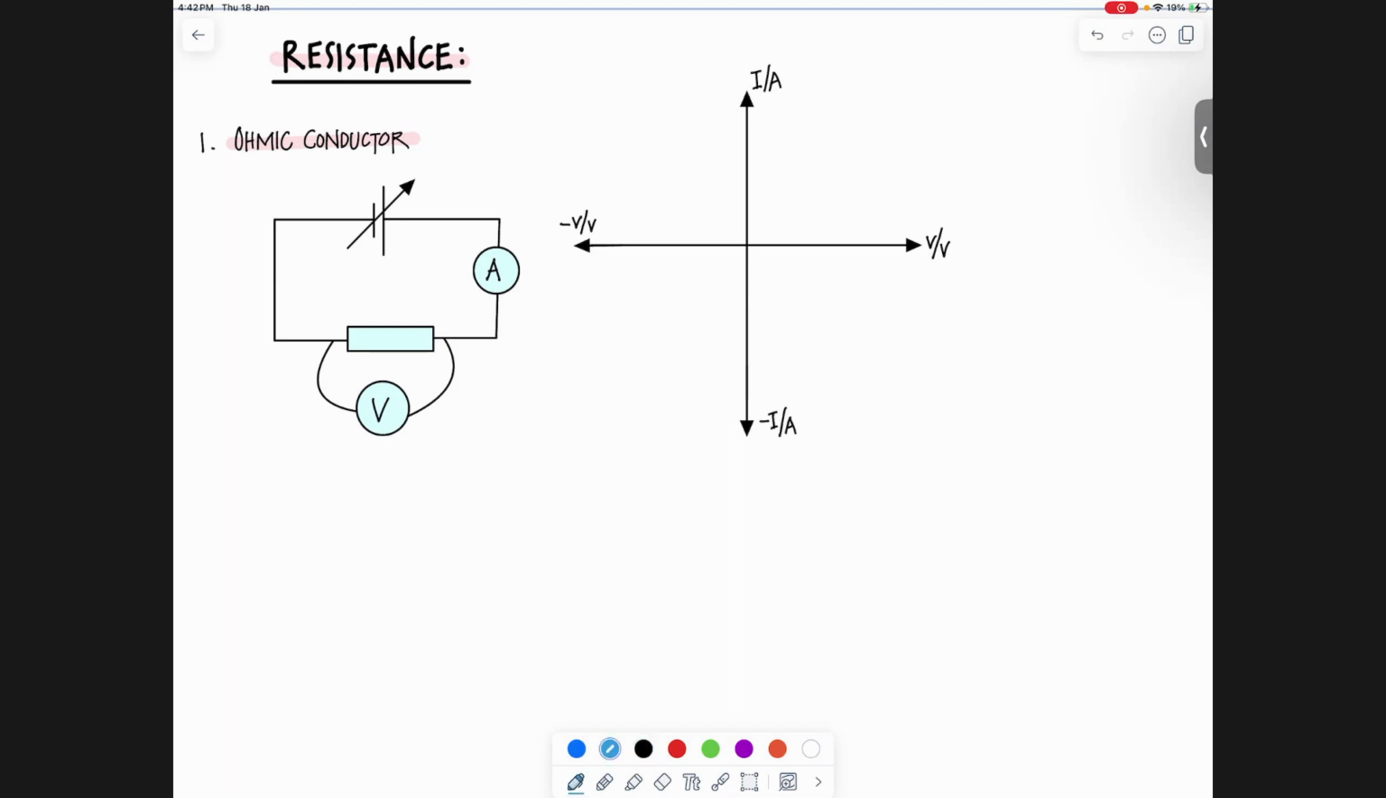So তোমরা যখন গ্রাফ প্লট করবে তোমরা দেখবে গ্রাফটা এরকম হয়ে যাচ্ছে, একটু এরকম হয়ে যাচ্ছে. There's a curvature to your line, right? Which means that the relationship is not directly proportional.